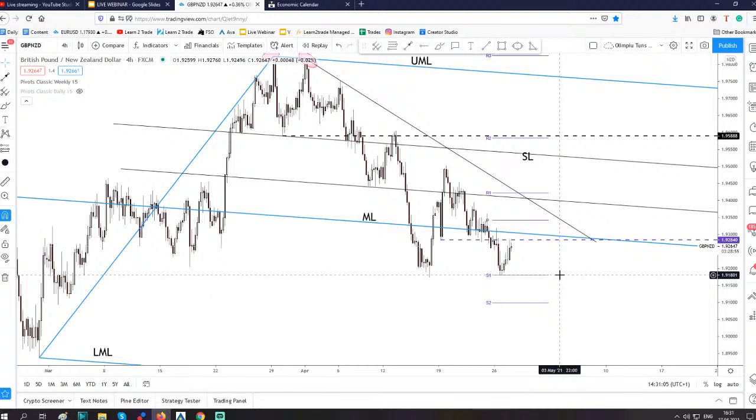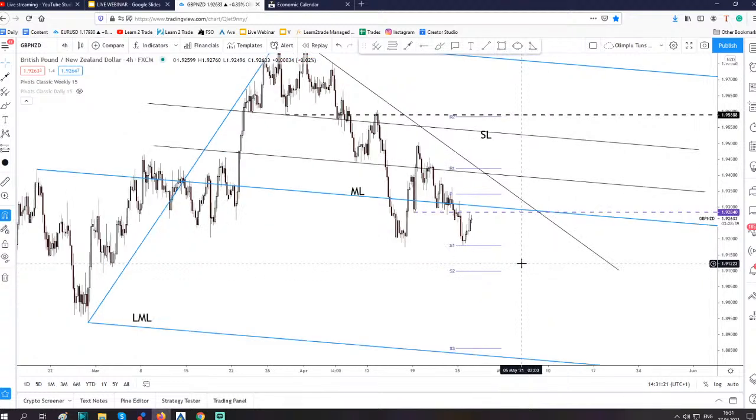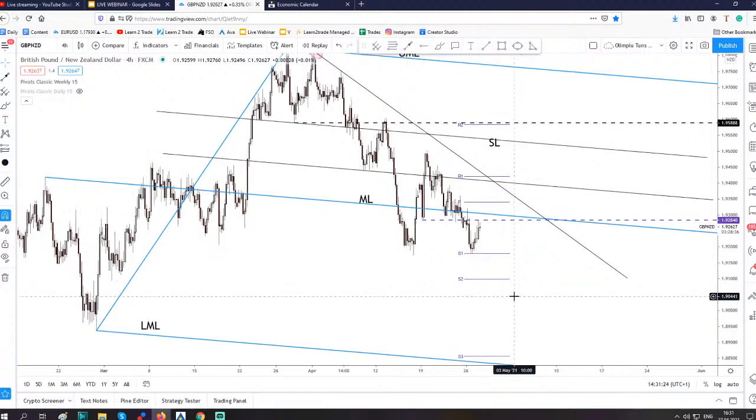Now the price should approach and reach again the medium line, and we'll have to wait to see how it will react here around the medium line of the major descending pitchfork. Okay, and guys, I really hope that we can open also a trade here live during this webinar.